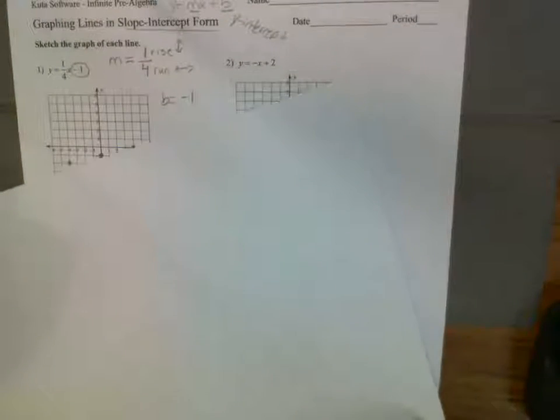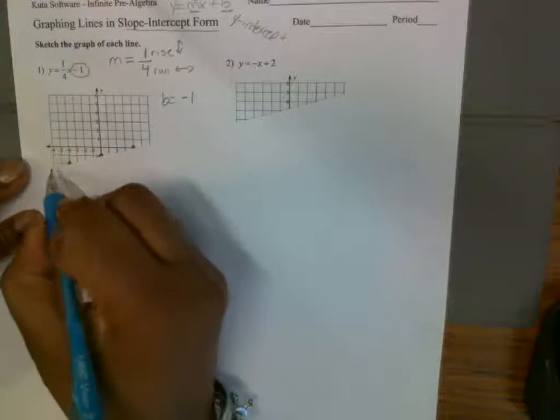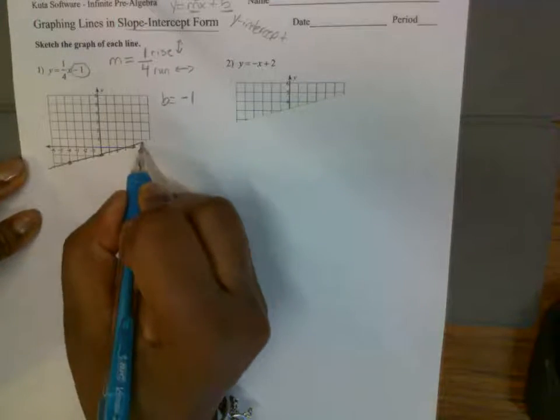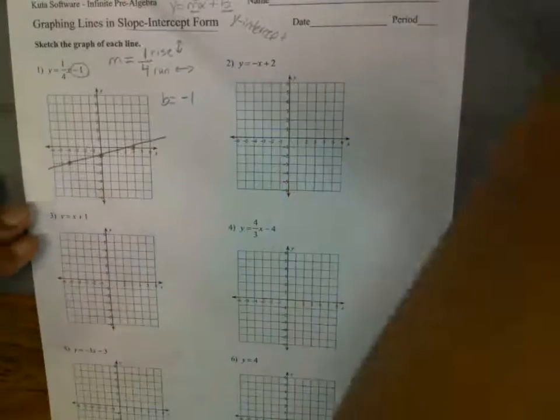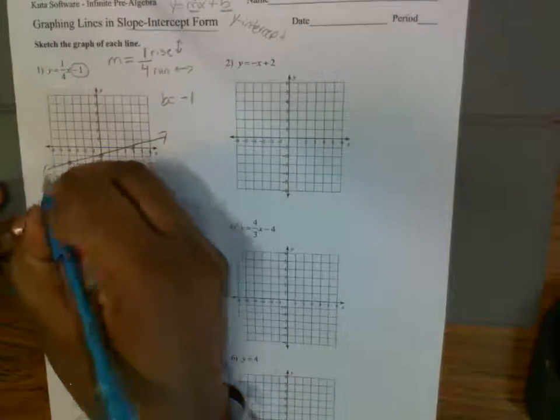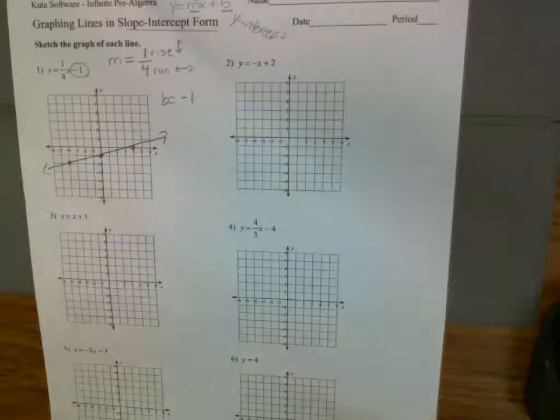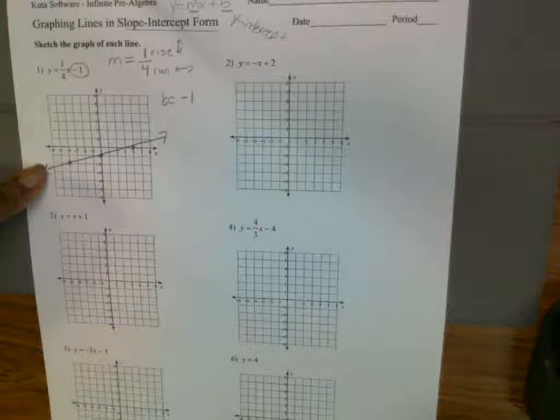So now all you're doing is connecting these points. I'm just going to take a piece of paper here. So my line. I extended my line and I put arrows at the end. Any questions about how I did that?